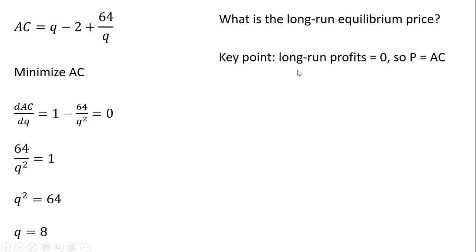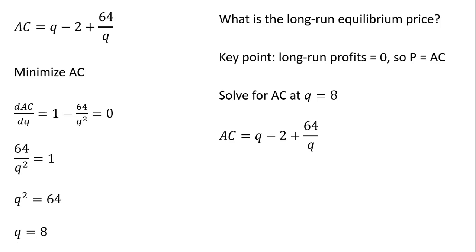The key point here is that in the long run, profits are 0. And when profits are 0, price equals average cost. So we're going to solve for the average cost equation at our 8 units of output. So again, at 8 units of output, we're minimizing average cost. We're going to plug that 8 into the average cost equation, and we get $14. So when price equals average cost, or $14, that will be our long-run equilibrium price.